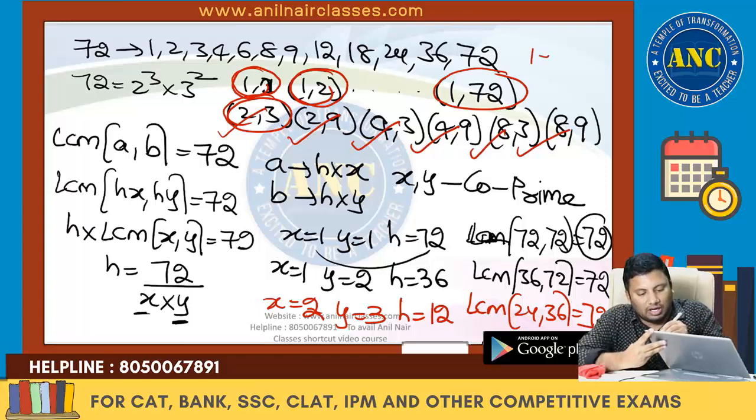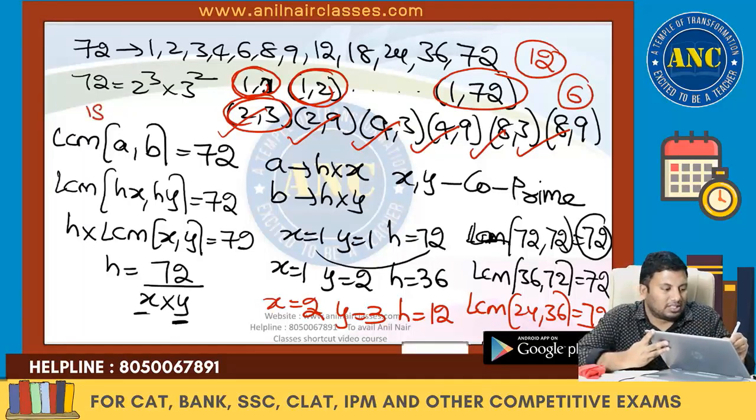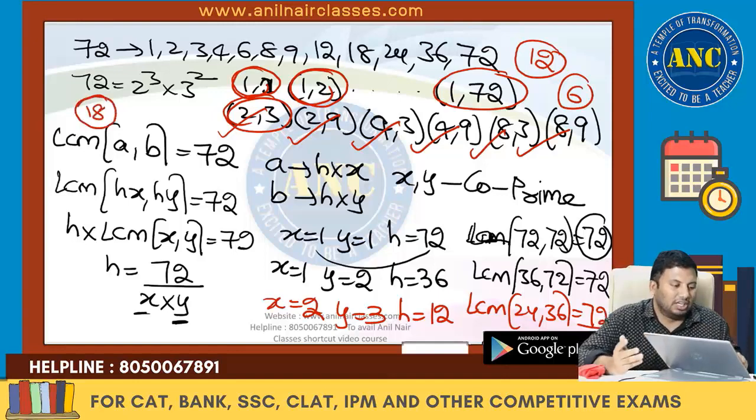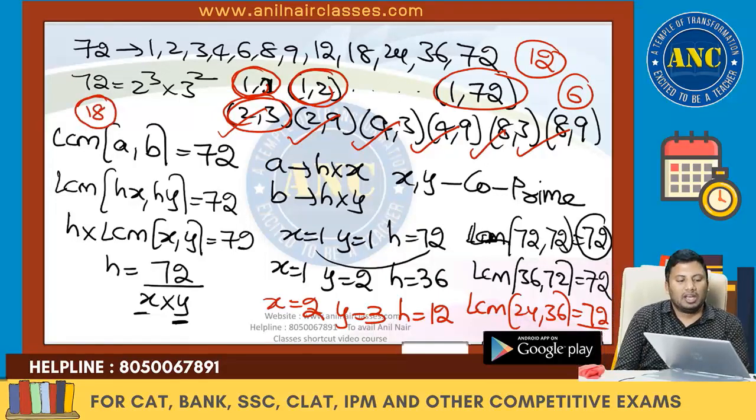So in this one I got 12 here, I got 6 here. So 12 plus 6 is nothing but 18. How many unordered pairs A comma B will satisfy the equation? It is equivalent to saying how many distinct factors less than or equivalent to 72 are coprime to each other.